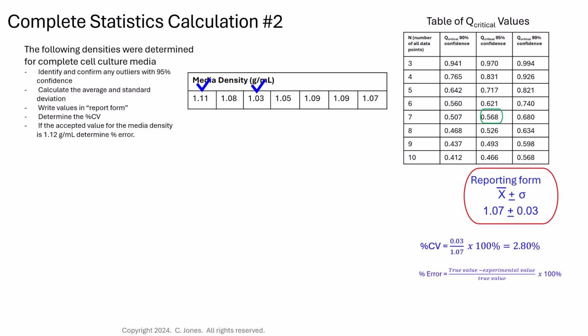And then our percent error is going to be the true value, which is 1.12 grams per mil minus the experimental value, which is our average value, 1.07 divided by the true value. So plug that in, do the calculation. We have roughly a 4.5% error, right? Or 4.46% error.